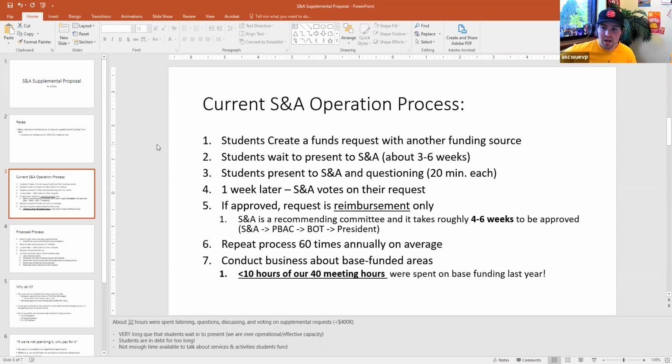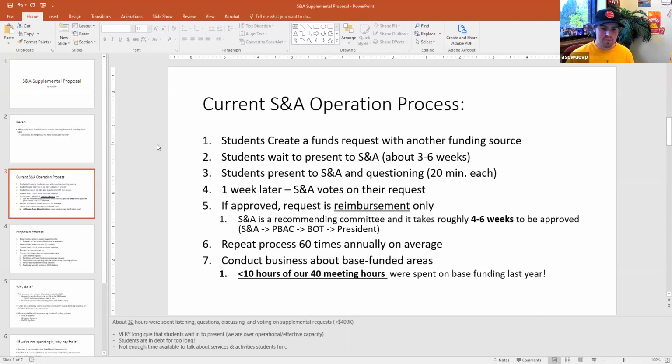And then for us as a committee, we repeat this process over 60 times annually on average. This is just me using the last 2 years of how many requests we heard, and it averaged about 60.5 supplemental requests. And as Lacey was saying, the trend's only going up. So if we continue with this process, S&A is guaranteed to hear over 60 supplementals.